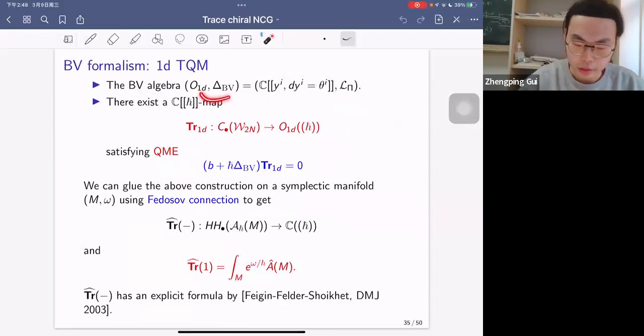So the BV algebra looks like this algebra. We have even elements y_i here and odd elements theta_i here. The BV operator looks like this. And there exists a one-dimensional trace map from the Hochschild complex to this BV algebra that satisfies the quantum master equation.